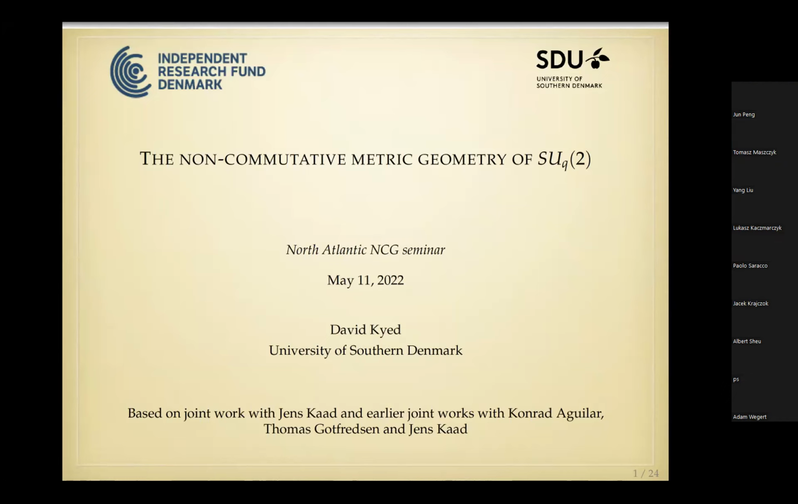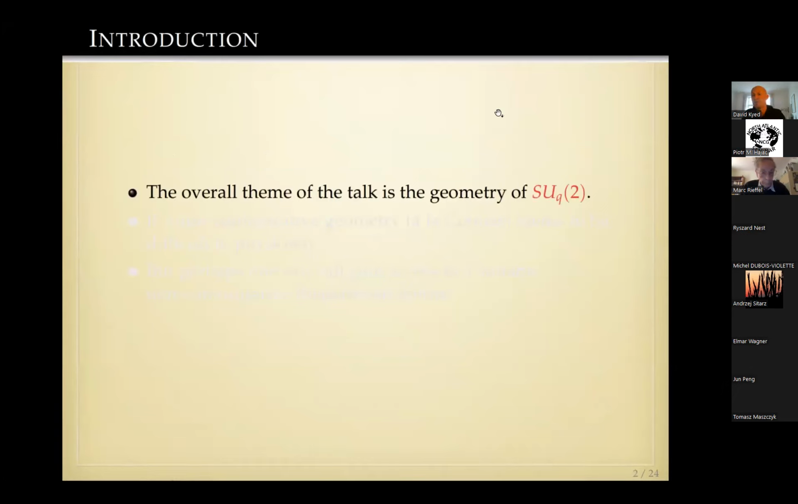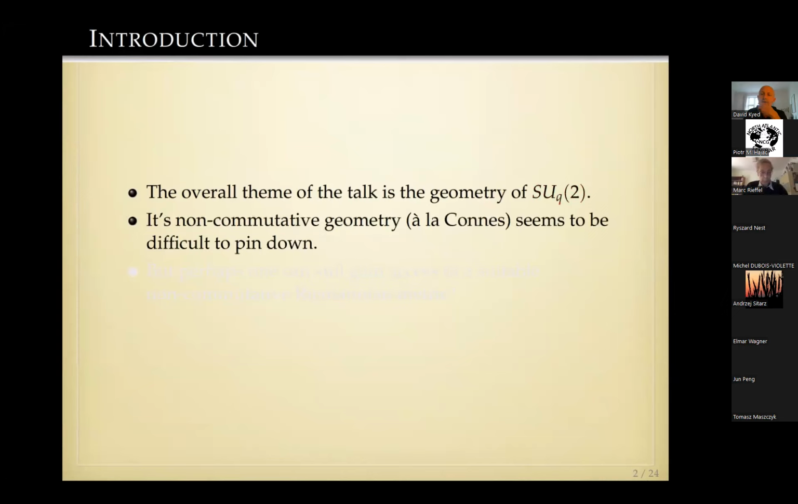As you can see, the topic is one of the all-time classics in non-commutative geometry, namely Woronowicz's quantum SU2, and somehow the overall theme of the talk will be its geometry. You can take different points of view on this. You can either say this is extremely well understood because you have these differential calculi that were understood already in the seminal papers by Woronowicz in the 80s. But you can also take another point of view, namely the point of view of Connes and the spectral triples and all that stuff. And from that point of view, it seems much less accessible, the geometry, I mean.